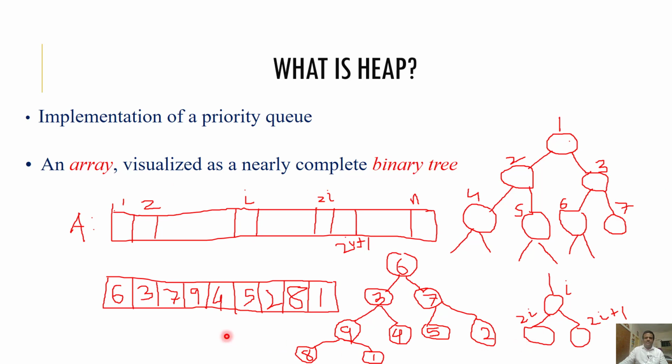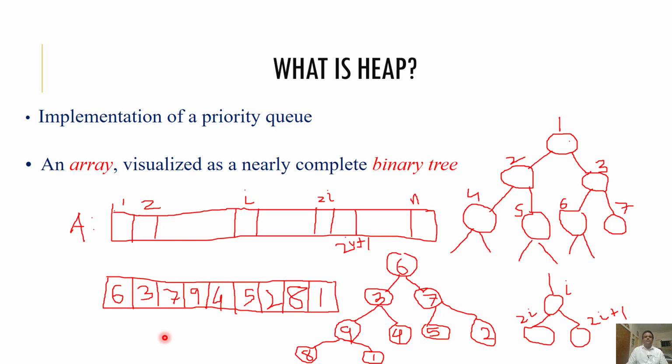So, the root is the first element A1, followed by A2, A3, A4, A5, like this, and we continue until the end of the array. So, this data structure is called a heap.